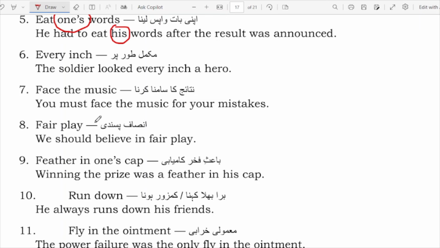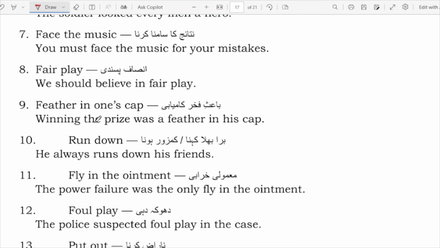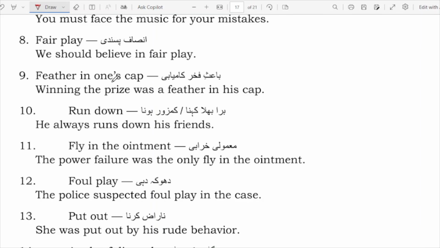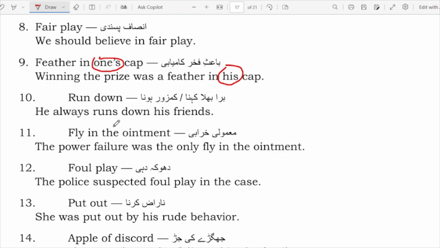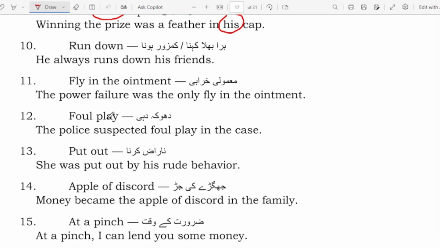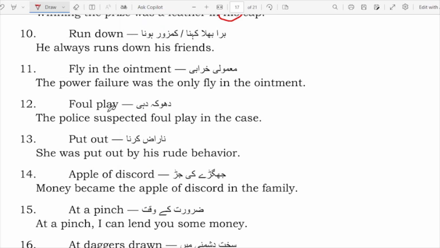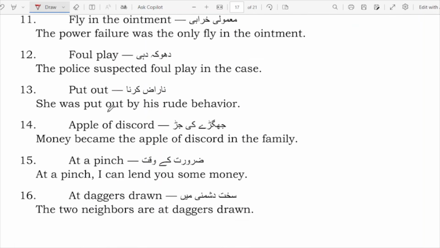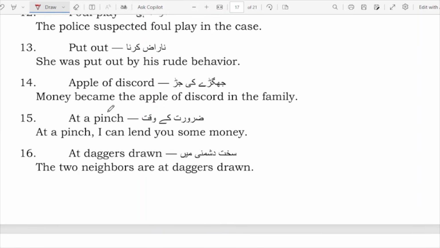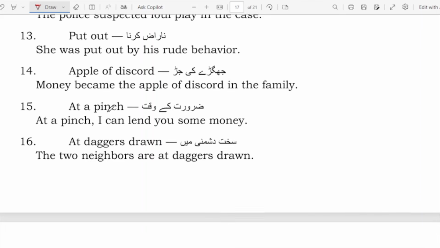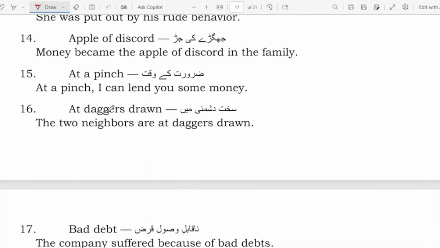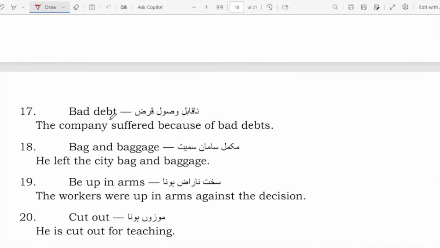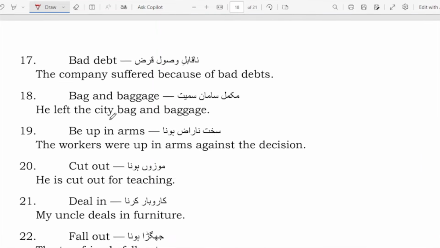Every inch, completely, face the music, to bear the consequences, fair play, that is, sportsmanlike, feather in one's cap. Again you have one's over here, so use this one's as a possessive pronoun in his cap. Run down, to become weak: he always runs down his friends. Fly in the ointment: the power failure was the fly in the ointment. Foul play, put out, to annoy, apple of discord, root of a quarrel, just like apple of contention, an apple of discord. Bone of contention, at a pinch, in time of need, at daggers drawn, bad debt, unrecoverable loan, bag and baggage. You can learn, and if you want to get PDF files, again you can see in descriptions.